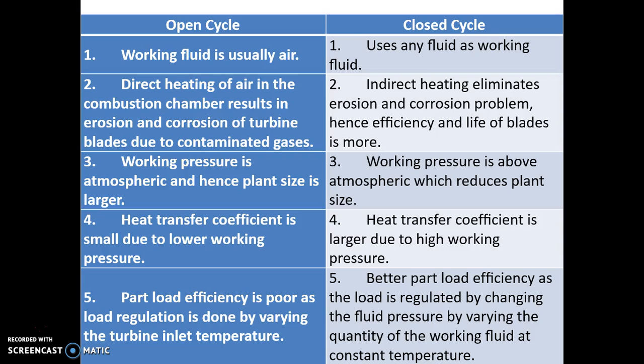And the open cycle gas turbine uses direct heating of the air in the combustion chamber, and it will cause erosion and corrosion of the turbine blades because of the contaminated gases. But in the closed cycle we can avoid this by indirect heating, which avoids erosion and corrosion of the turbine blades, and the efficiency of the cycle can be improved. In the open cycle the working pressure is atmospheric, and so the plant size becomes very large. But in the closed cycle we can have higher pressure, and hence the plant size can be reduced.